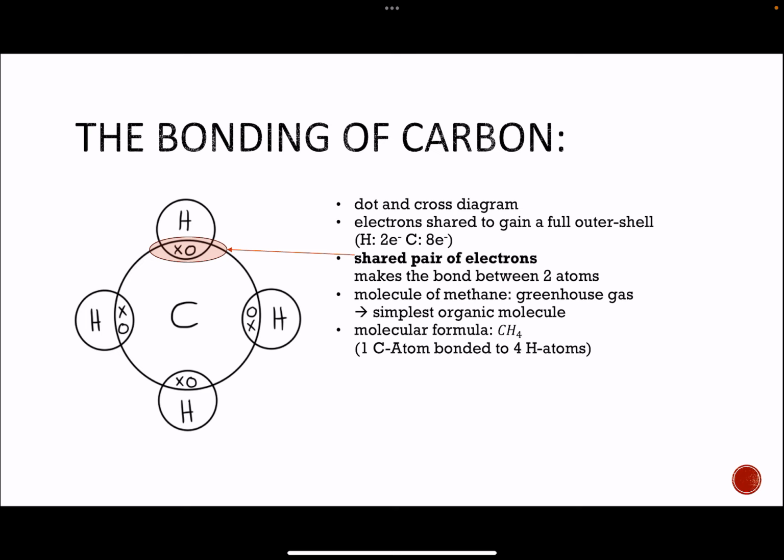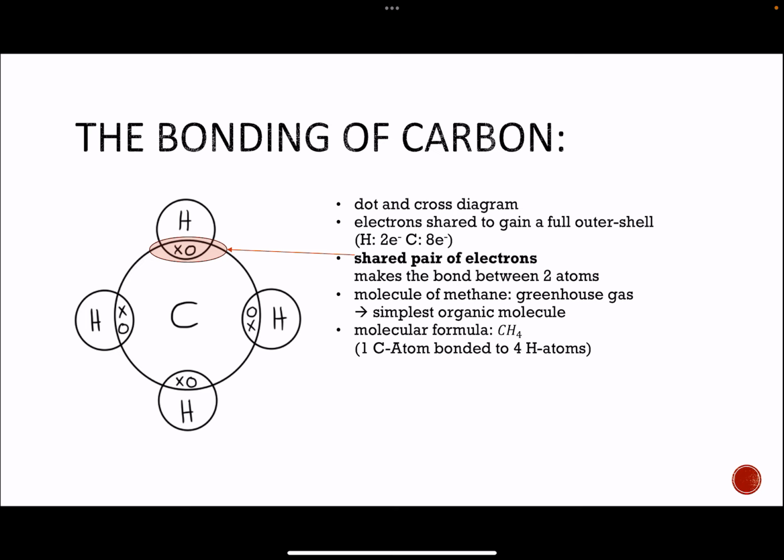So hydrogen atoms, for example, want to have a full outer shell with 2 electrons, then they are similar in their electronic configuration to helium. And carbon wants to have 8 outer shell electrons. That's also a noble gas configuration, namely the electronic configuration of neon. And yes, here on the left side, you can see how covalent bonding works.